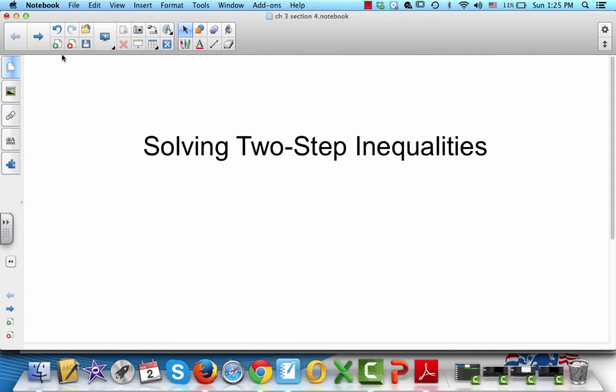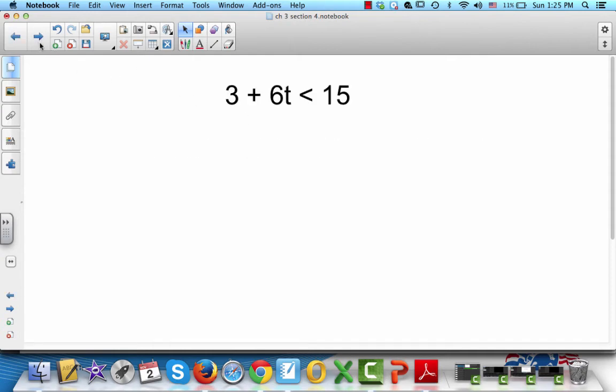Solving two-step inequalities. You've been solving one-step inequalities by adding and subtracting. You just got through solving one-step inequalities by multiplying and dividing. And now you're going to put it together and do two-step inequalities, which is good because you've already done two-step equations, so it's not going to be a big change for you. Let's start out with this one.